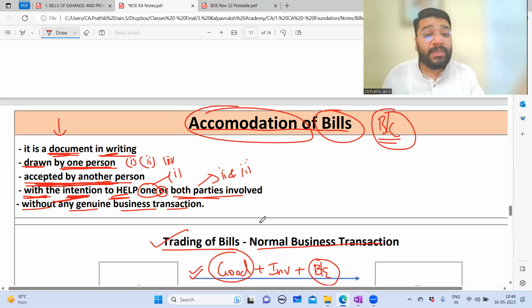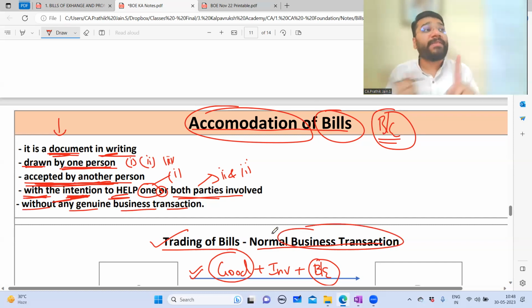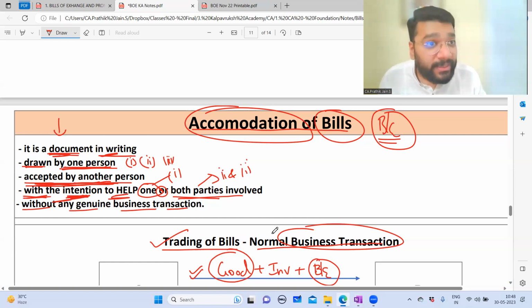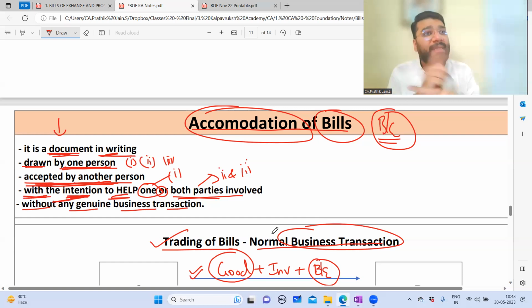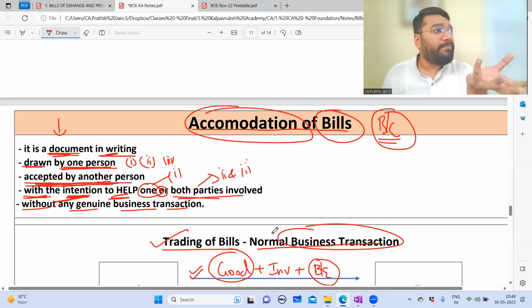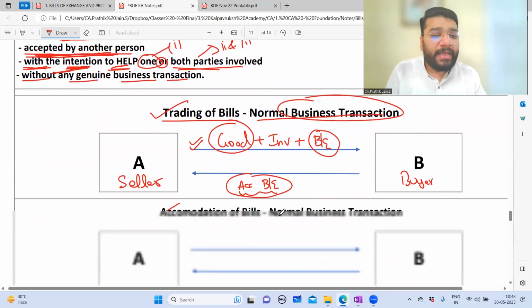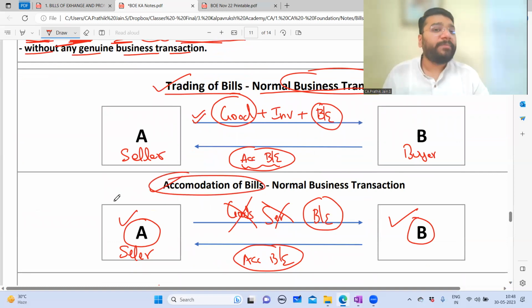Genuine business transaction means what? Goods and services need to be exchanged for the consideration. Here, a bill of exchange as a consideration is exchanged. But for that, did you receive any goods? Did you receive any services? Did you sell any goods? Did you give any services? Nothing. So the underlying main principle of goods and services is missing. But still a transaction is encountered, and such a transaction is called an accommodation of bill.